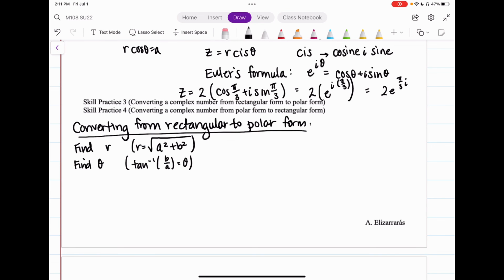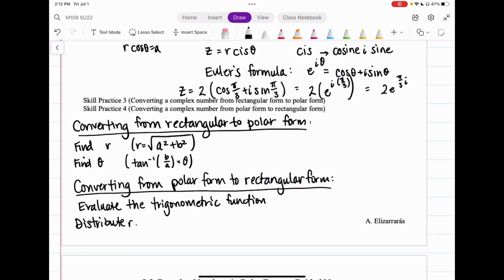Converting from rectangular form to polar form, first you want to find r, and r is found by taking the square root of a squared plus b squared. And then you want to find theta by taking the inverse tangent of b over a. And remember, you want to keep your angle between 0 and 2 pi.